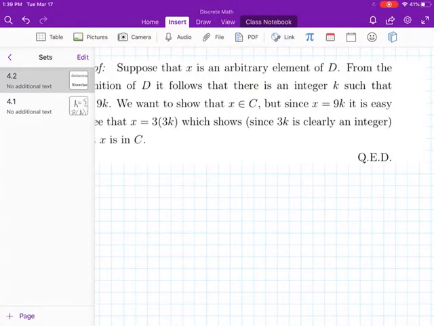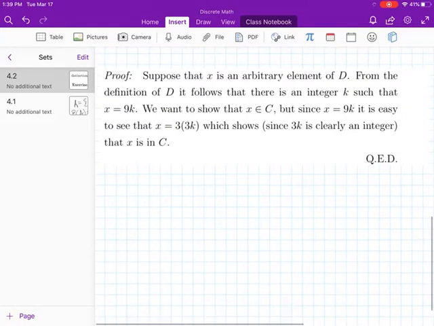Okay, I'd like to finish up 4.2 by looking at this proof right here. This is an element proof. This is a really common thing to do with sets. When we have sets and we want to show that one set is a subset of another, what we need to show basically is that if I choose some arbitrary element in some set, I can show that in fact it's also a member of the other set.